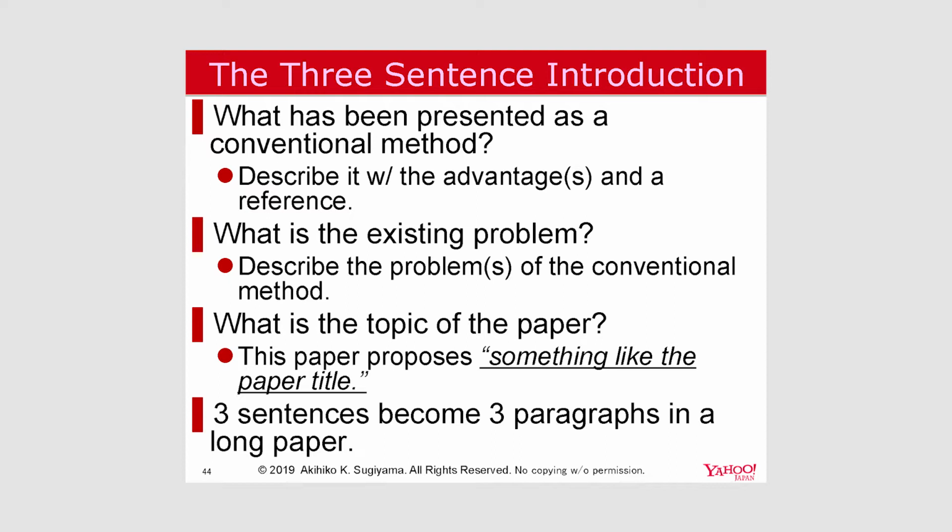The second sentence is used to describe what is the existing problem. So you have already described an advantage or advantages of the conventional method. Now it's time to describe its problem. And then in the third sentence, what is the topic of the paper? This is just like the topic sentence of the abstract. So it should always start with this paper proposes or this paper presents, followed by the paper title. It's very easy. So the last sentence is just automatically assembled here.